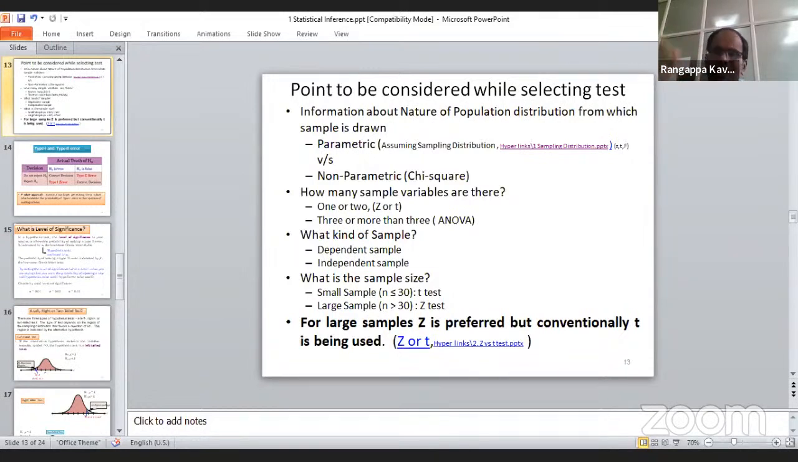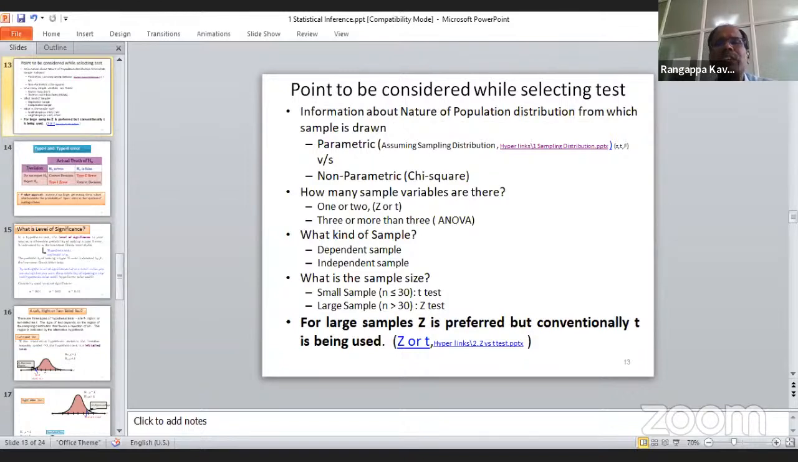Yes, we can use it, no problem, your conclusion will be the same. But of course, that is also okay. Even if you use the t-test, absolutely no problem. Conventionally, people are using that. So these are some of the important things which you have to keep in mind while selecting the test, and also in testing.